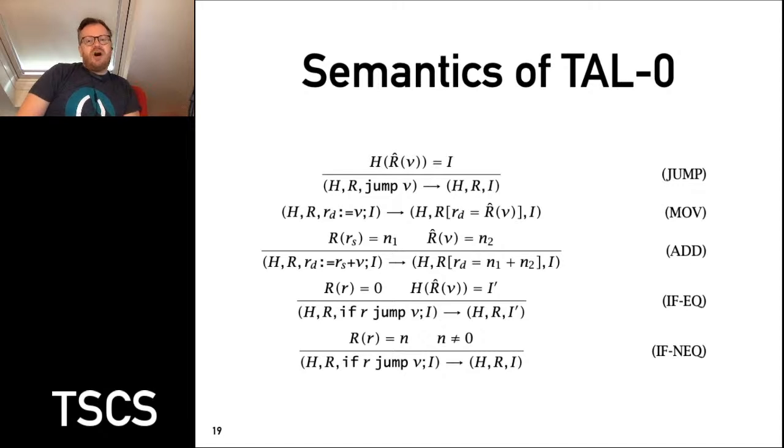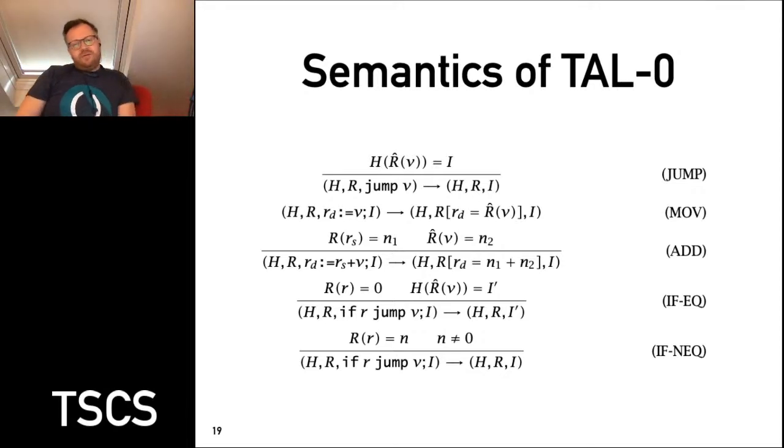We will have a definition of this R with the little ceiling in a minute. Then you have the add instruction, which takes the source register and adds a value, and this basically works the same as the MOV, but you have premises here that give you the value of the source register, which is N1, and then the resolved value, which is N2, and then in the conclusion you see that the contents of the destination register are N1 plus N2.